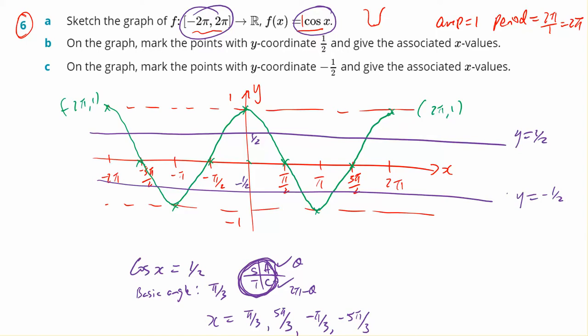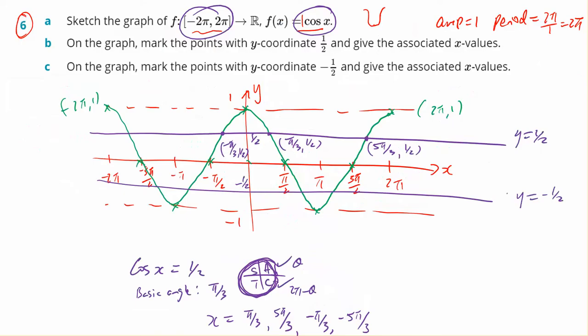Okay, so the positions are, here would be my 5 pi on 3, a half. Here would be my pi on 3, a half. Here would be my negative pi on 3, a half. Let's keep going. Here would be my negative 5 pi on 3, a half. So essentially what the question is asking is the intersection points, basically.